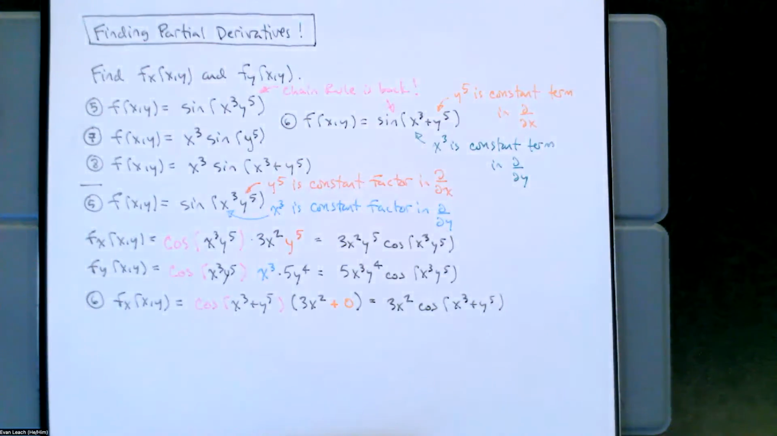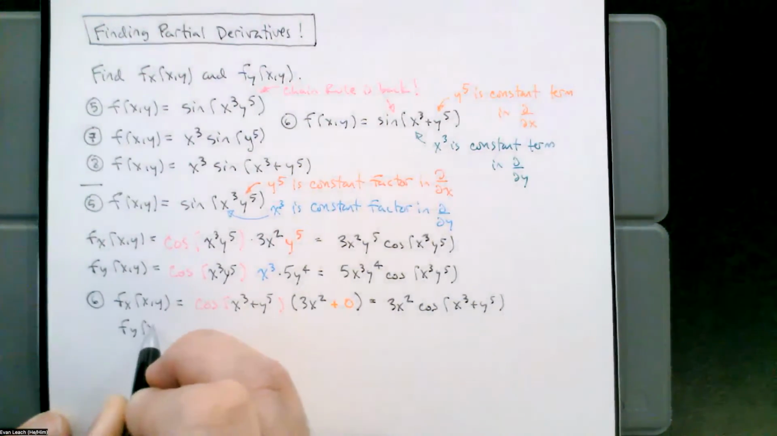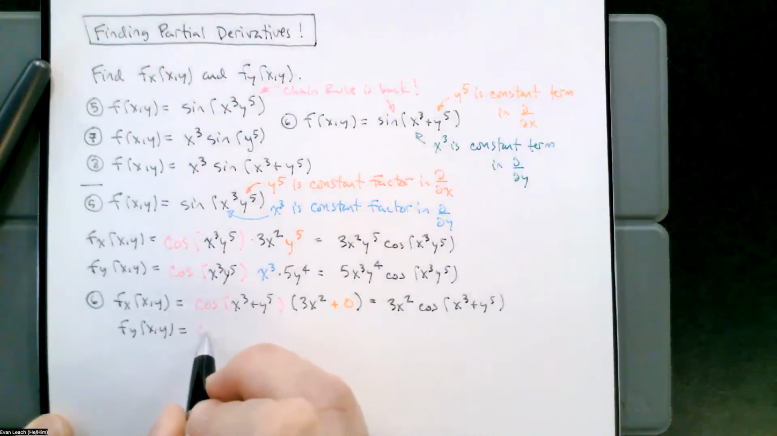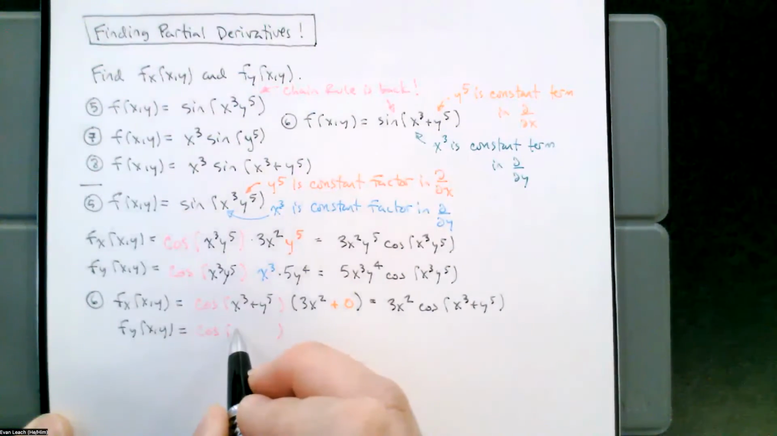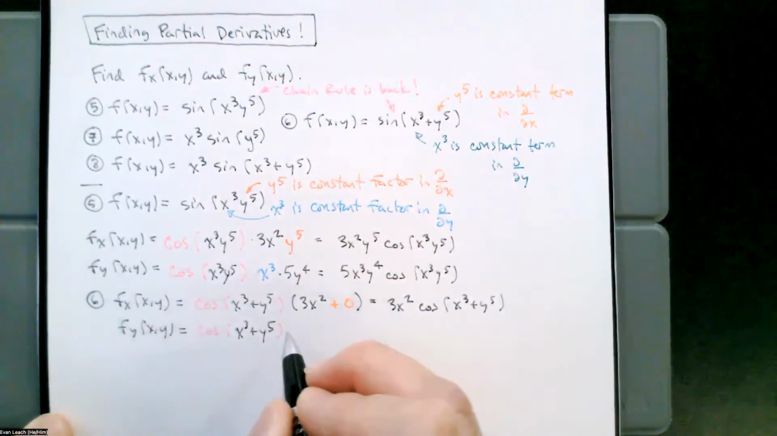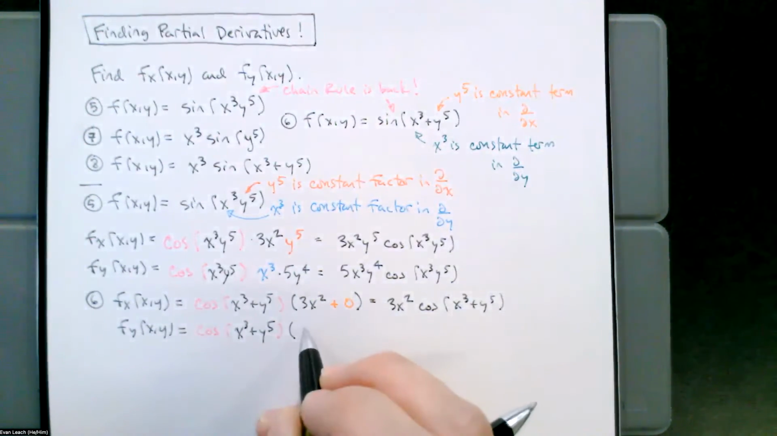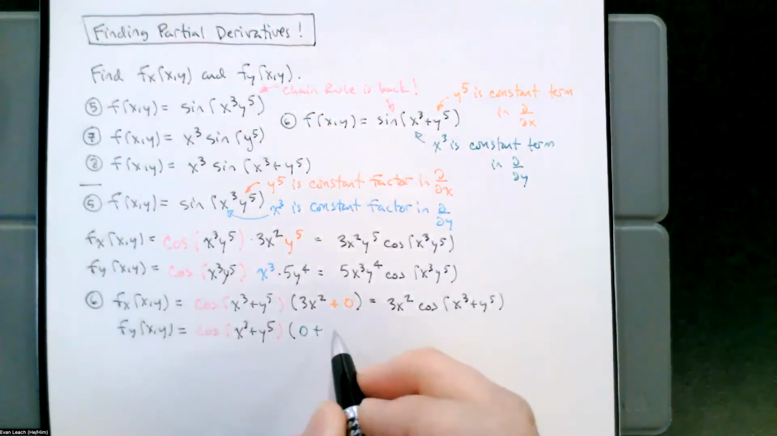And then similarly, for fy, the derivative of sine of some stuff is cosine of that stuff times the derivative of that stuff. In this case, x cubed is a constant term with respect to y. So when we take the derivative of the inside, the derivative of x cubed with respect to y, since that's a constant term, is going to be 0. We wouldn't write 0 plus. We would just take the derivative of y to the fifth as 5y to the fourth.